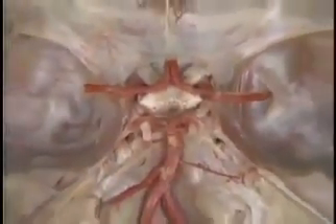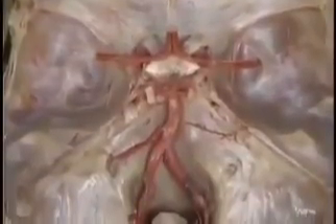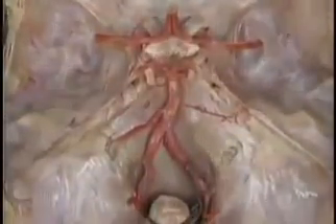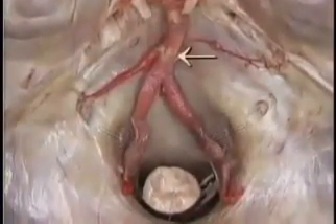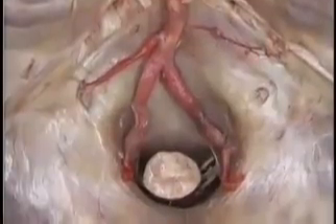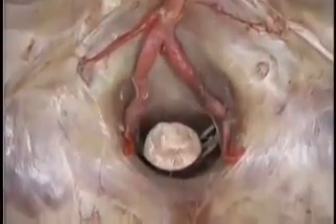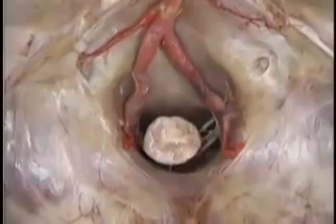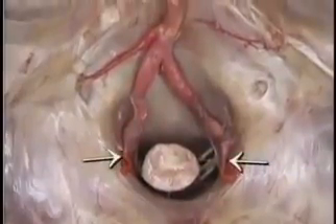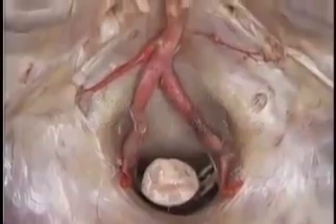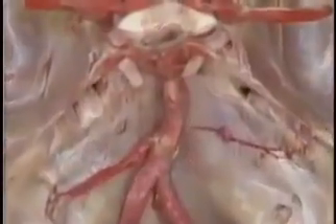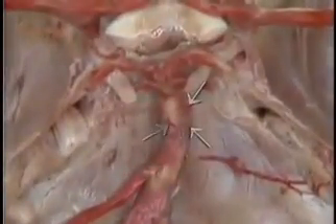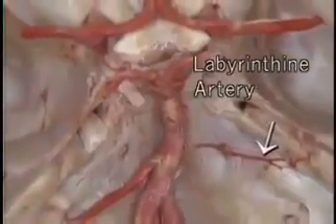Now we'll go round to a view from behind to see the vertebral and basilar arteries and the vessels that arise from them. Here are the two vertebral arteries joining together to form the basilar artery. Down here, 4 inferior cerebellar arteries usually arise, 2 posterior and 2 anterior. These are the posterior ones. In this specimen, the anterior ones are represented by this one vessel. In addition, the basilar artery gives off small branches to the pons and this labyrinthine artery that supplies the inner ear.